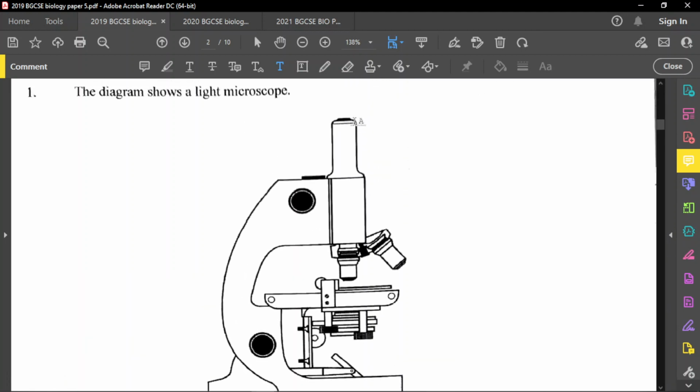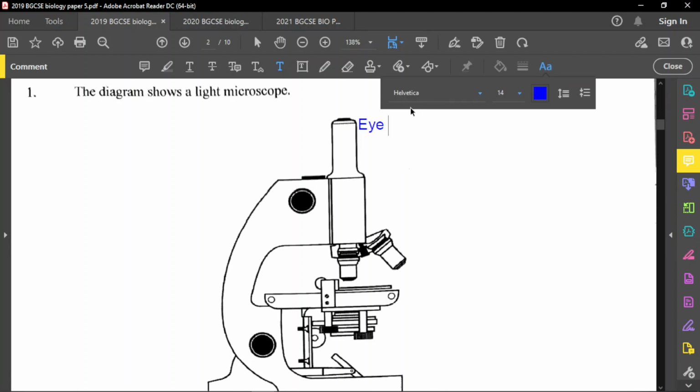All right, and so this piece up here is called the eyepiece. That's the eyepiece right there. Matter of fact, it's called the eyepiece lens, or you may want to call it the ocular lens. Now this part here is another type of lens, and this is called the objective lens. So let's label this as the objective lens.